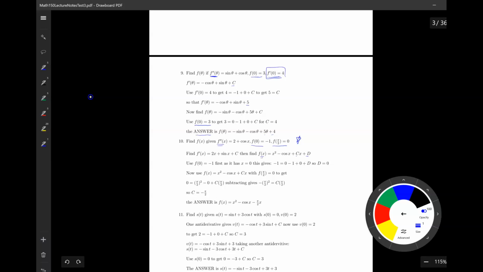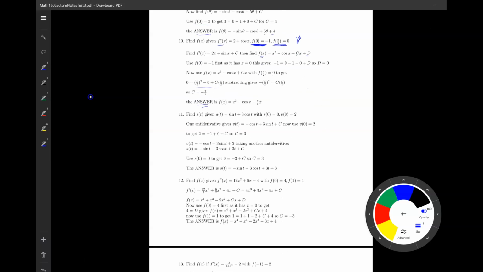So when you're given two pieces of information like this, one of them will have x equals 0. So use that one first. So put the x equals 0 in, and the y equals negative 1. I get d is 0. So that worked out nice. So put the d as 0 in. Now I'm going to use this other piece of information. I'm going to put x equal pi over 2 and set y equal to 0. So I get this here, solving for c, dividing through by pi over 2. So I get negative pi over 2. So this is my final answer.